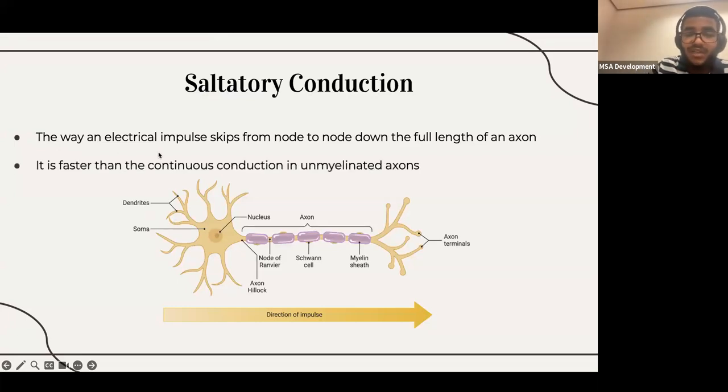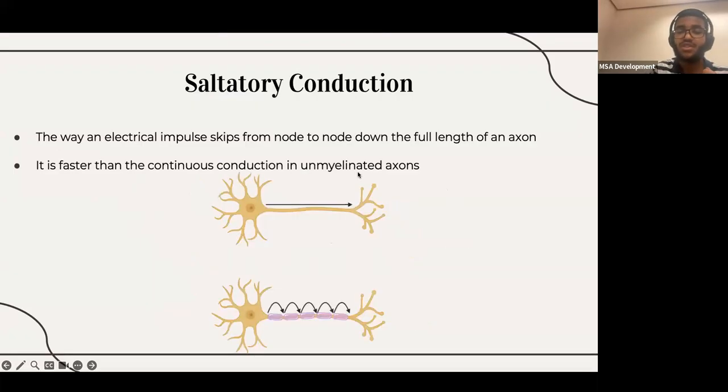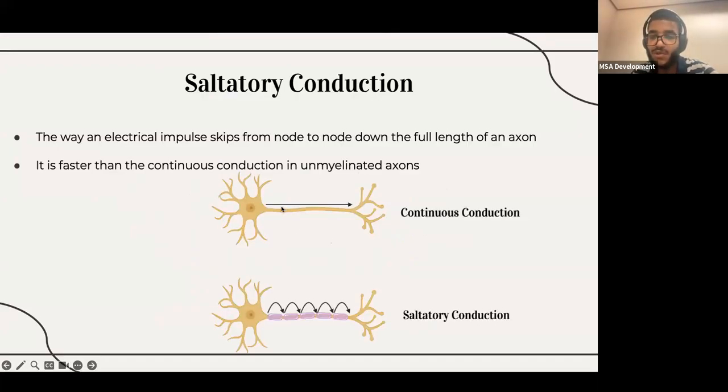So the way an electrical impulse skips from node to node down the full length of an axon is called saltatory conduction. So the action potentials don't go just straight. They jump from node to node. And this is the importance of Schwann cells and nodes of Ranvier. It is faster than the continuous conduction of unmyelinated axons. So this is what continuous conduction would be, just an action potential traveling like this. But this is saltatory conduction, jumping.